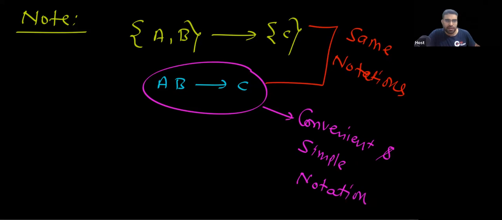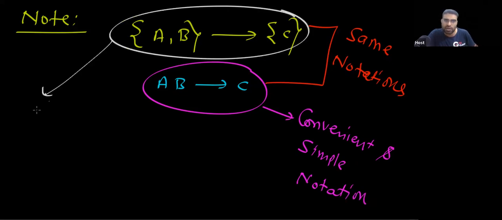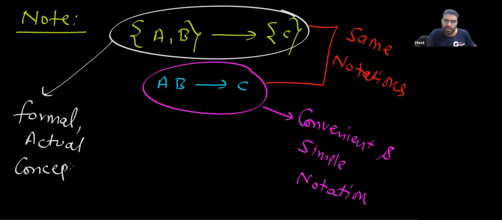Okay. And what is this? This is the actual and formal notation. Is this clear? Okay, so this is the actual and formal concept, I can say. This is the actual concept, or I can say formal concept, and this is convenient notation. So remember, these two things are same. Is this point clear? Please tell me. These two things are same.